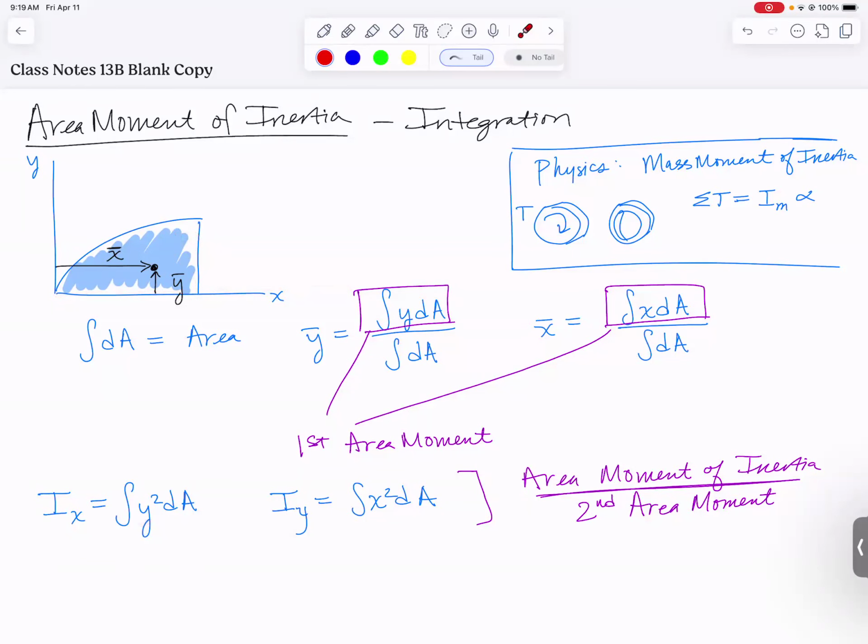The main mistake students make is they forget that the x and the y have to not be matching each other. They need to be different. Let's talk about the units we're going to get here. If I take an area, which is meters squared, and I multiply it by another length squared, I'm going to get units of meters to the fourth, or millimeters to the fourth, or inches to the fourth.